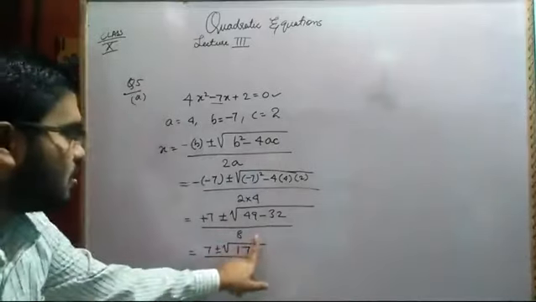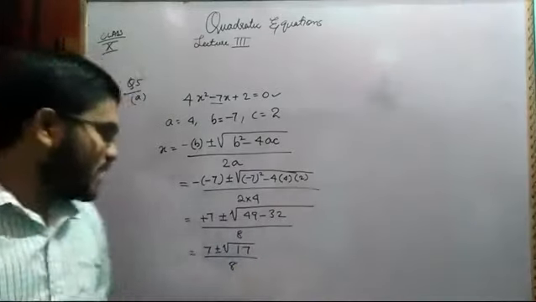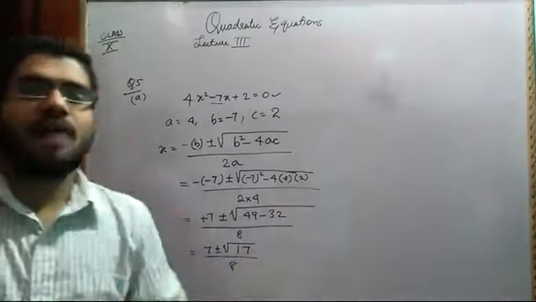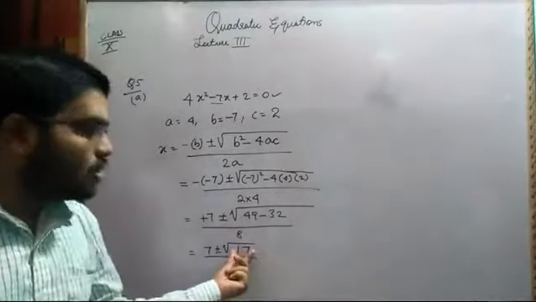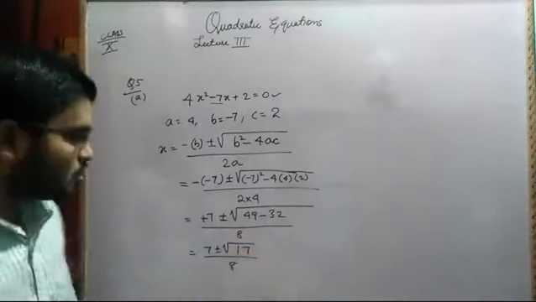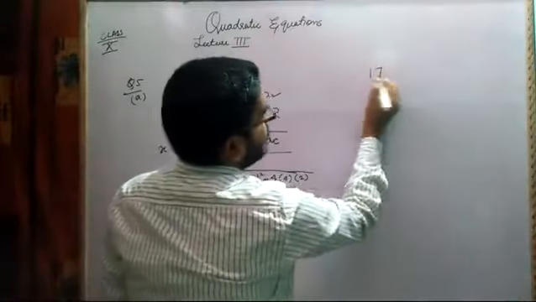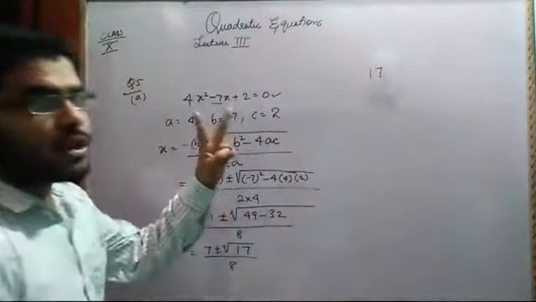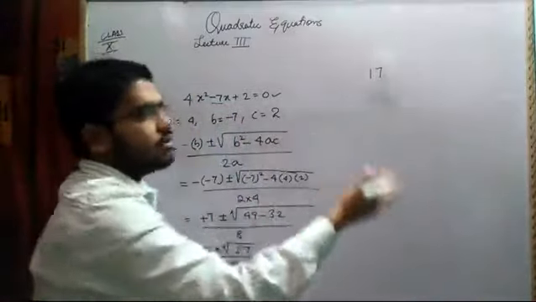Now how will you find out the answer up to 2 decimal places? In your lower class, in class 8, our mathematics teachers must have taught you how to find the square root of any non-perfect number. So here we are having 17, and you have to find the square root. They are asking up to 2 decimal places, so I have told you to go up to 3 decimal places, one extra.